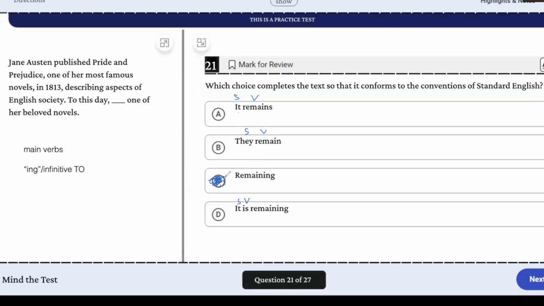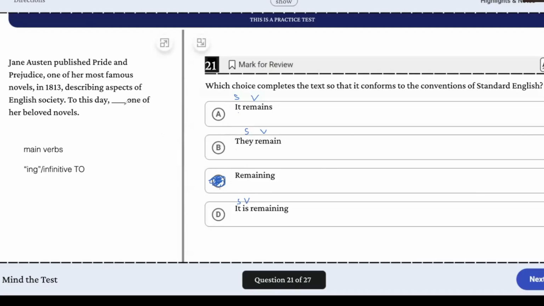Now let's actually read the sentence. Oh, but it's not. I did a trick. Whoa, I tricked myself. Let's have a look. To this day, remaining one of her beloved novels. Oh, that doesn't work. So we'd have to actually find our subject. So this actually, the last time I saw this, I was also like, whoa, this trick didn't work. But I kept it in intentionally because the tricks might not work and you might actually have to read. So it's always good to read. All right, so I'm like, no, I didn't like that. I'm taking it out. To this day, blank one of her beloved novels.